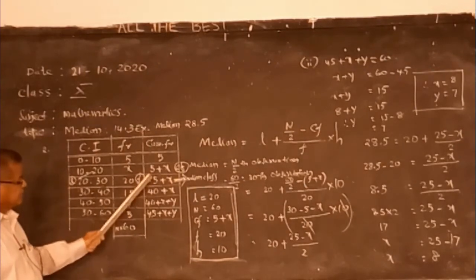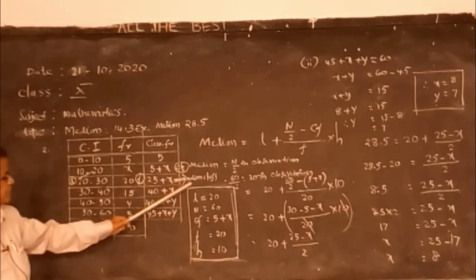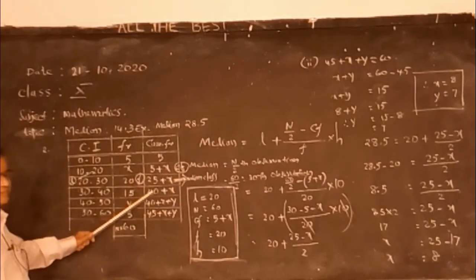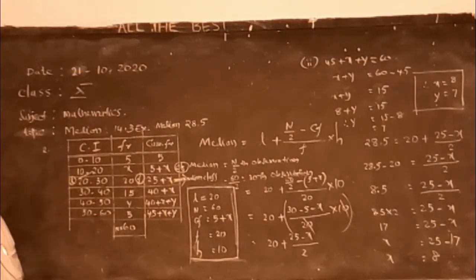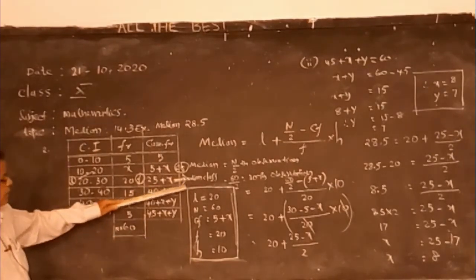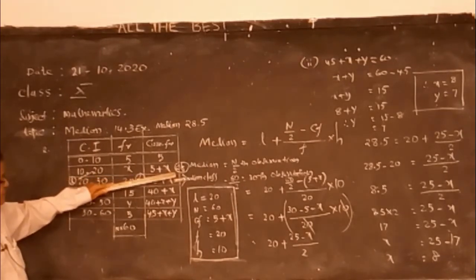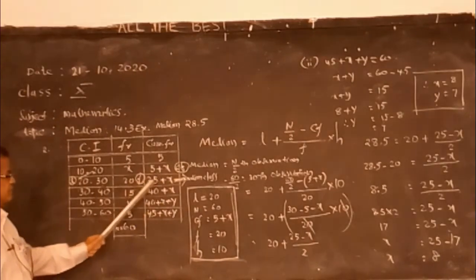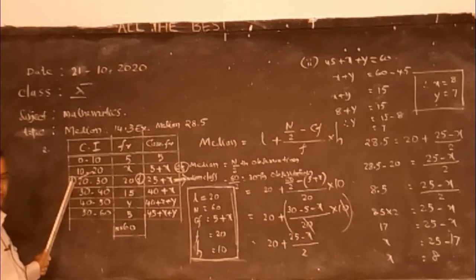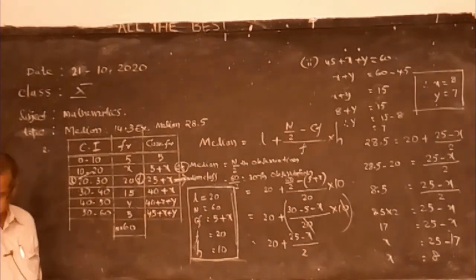So 30 lies in the cumulative frequency 25 to 40. So I am taking this as the median class, because this is already 40. That's why I am taking this as the median class. After finding the median class, the preceding cumulative frequency is CF. So F is the frequency of the median class, and L is the lower boundary of the median class. Then write the list like this.